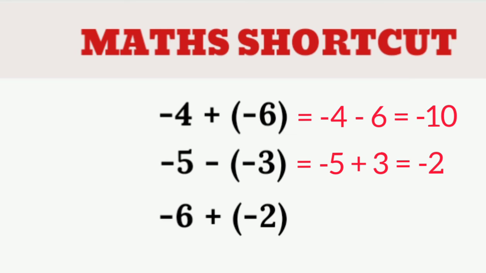Now the last one, minus 6 plus brackets minus 2. So we will clear the brackets. The signs outside and inside are plus and minus. They are different signs, so it will become minus. So that's the same thing as saying minus 6 minus 2. So same signs. Remember the first rule. We will add the numbers and put that sign. So minus 6 minus 2 gives us minus 8. All right, so that's how to solve questions like this.